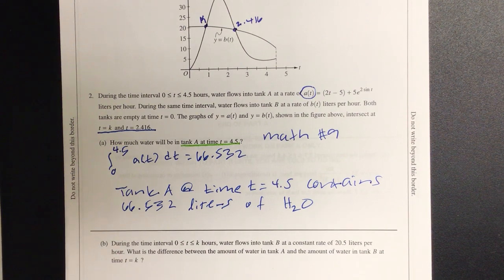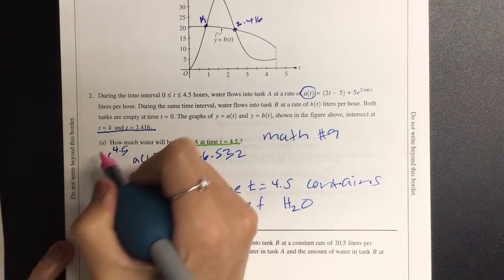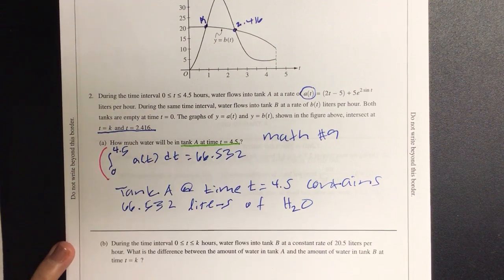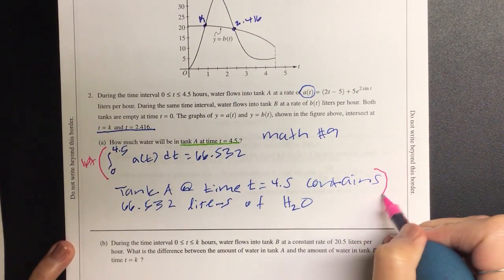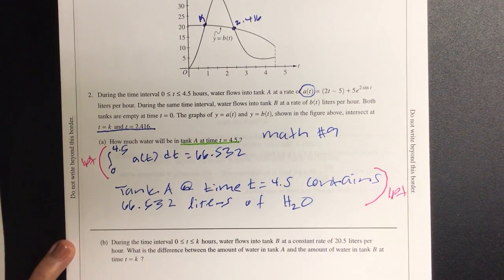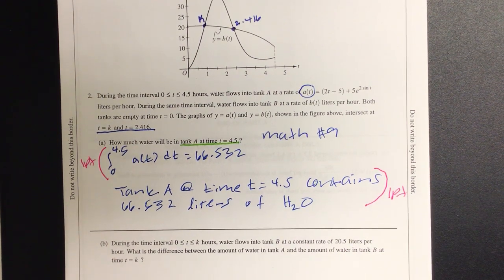And then the way the AP graders are going to grade is the following. Having the integral with A of t, that's 1 point. And having the sentence with units and everything has to be another point. So over-explain yourself, repeat if you have to, because in the end, they want to make sure they see the time t, tank A, and so on.